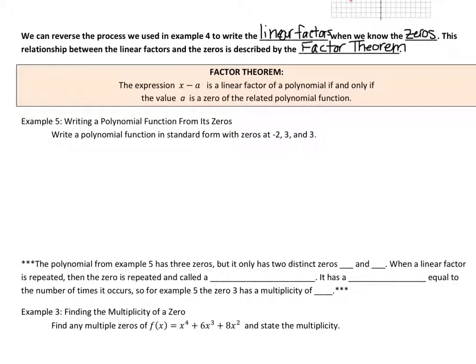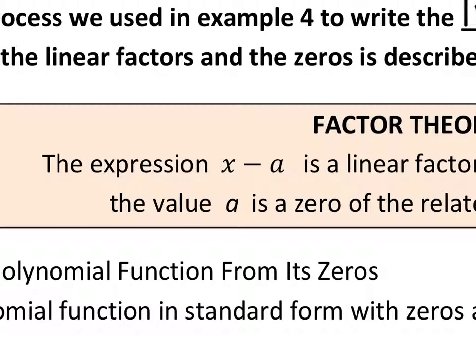Factor theorem says the expression x minus a is a linear factor of a polynomial if and only if the value a is 0 of the related polynomial function. Okay, let's break this down. So what it's saying is that x minus a is a factor, and so that makes a 0. So if you have the factor, you can find the 0.